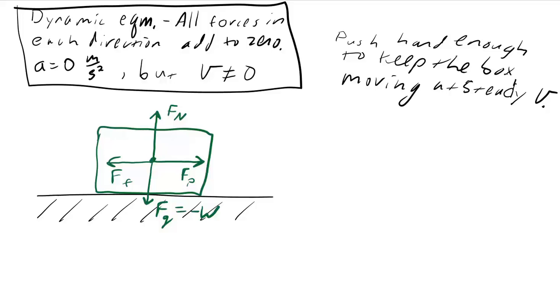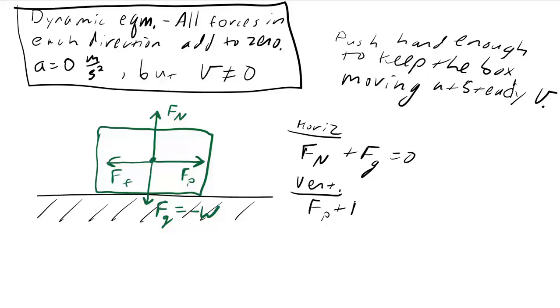So you're going to push this across the floor. Let's see what the case is. Then if there's no acceleration, that means you're in dynamic equilibrium. So the forces still have to add up to 0. In the horizontal, I'll abbreviate that way, the normal force plus the gravity force has to equal 0. And in the vertical, I'll abbreviate it that way since I keep spelling it wrong, the pushing force plus the friction force still has to add up to 0.